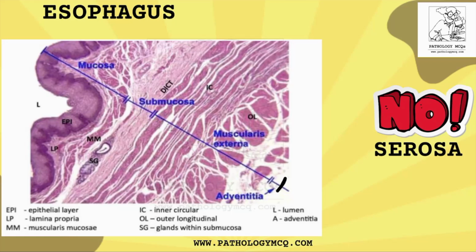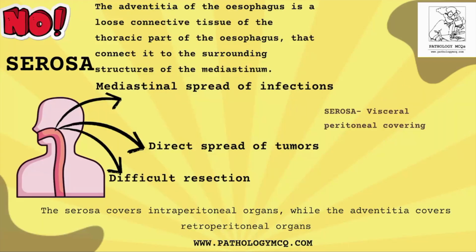The mucosa, as you can see here, is a stratified non-keratinized squamous epithelium. A submucosa, a muscularis externa, is present. The submucosa has submucosal glands along with submucosal ducts. Because there is no serosa in the esophagus, it's more prone to mediastinal spread of infections from the esophagus or into the esophagus and direct spread of tumors, making the esophageal tumors difficult for dissection.